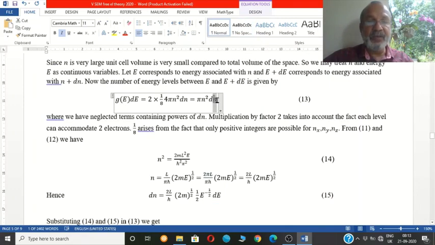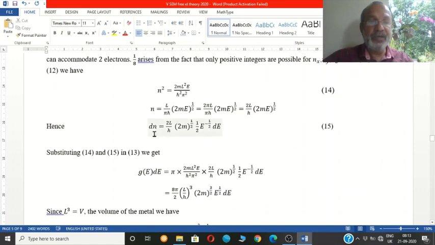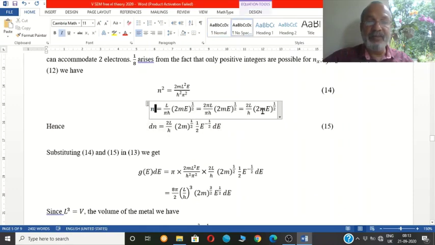In this formula, you have got a dn also, that we have to find and substitute. So dn is equal to, you take a differential of this. The only variable in this equation is E. So you have to differentiate with respect to E, and the remaining things we take outside the derivative. So that is 2L by h into (2m) raised to half into the derivative of E raised to half, which is half E raised to minus half, into dE. So that is dn.